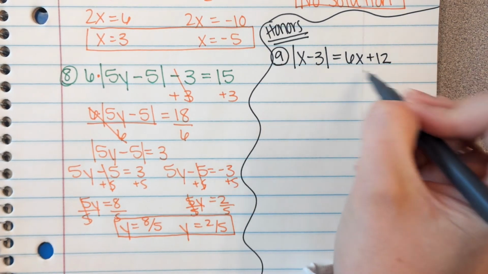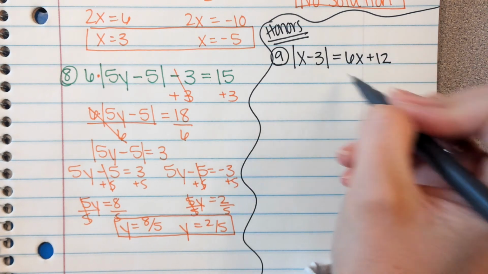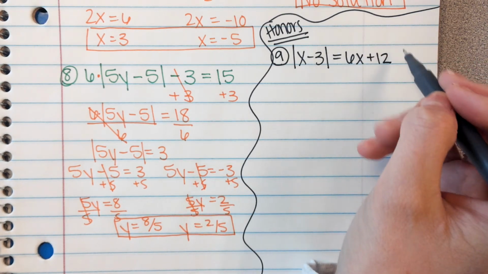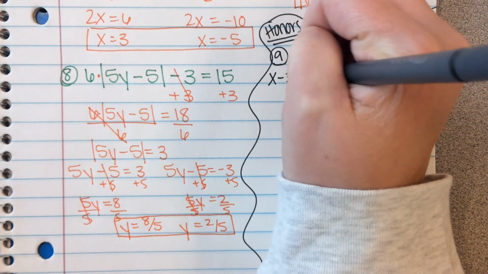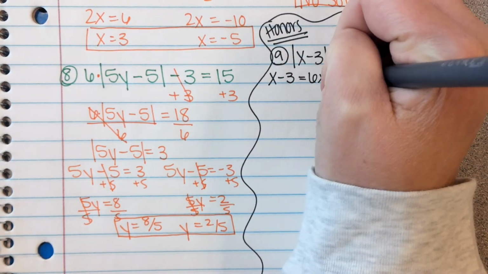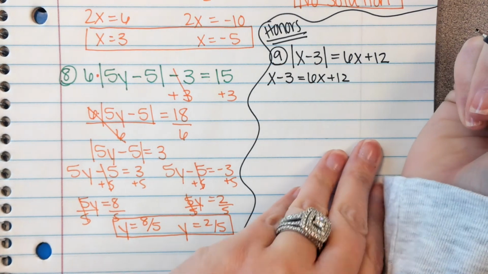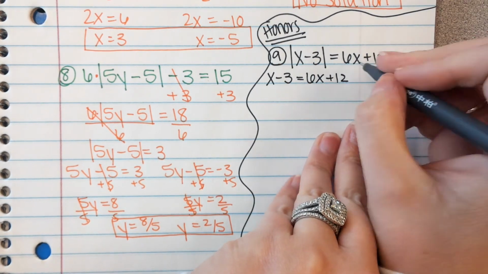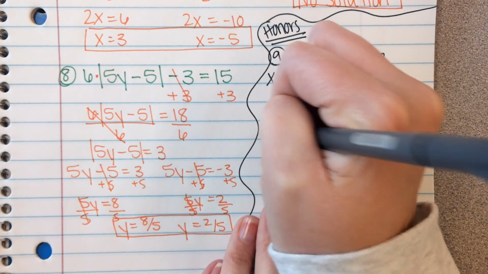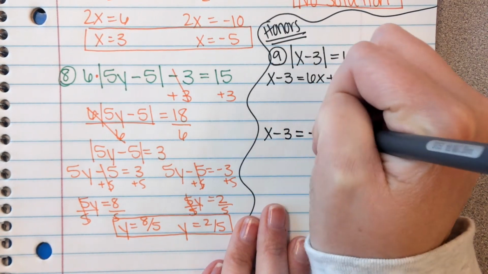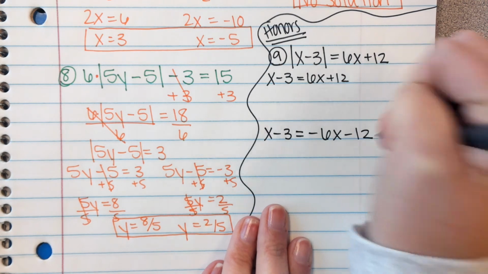Now, it's a little bit different because we've got this quantity over here, and it's not just a regular number. We're still going to do the same thing. So x minus 3 equals 6x plus 12. And then we need the negatives of this. So our other one will be x minus 3 equals negative 6x minus 12.